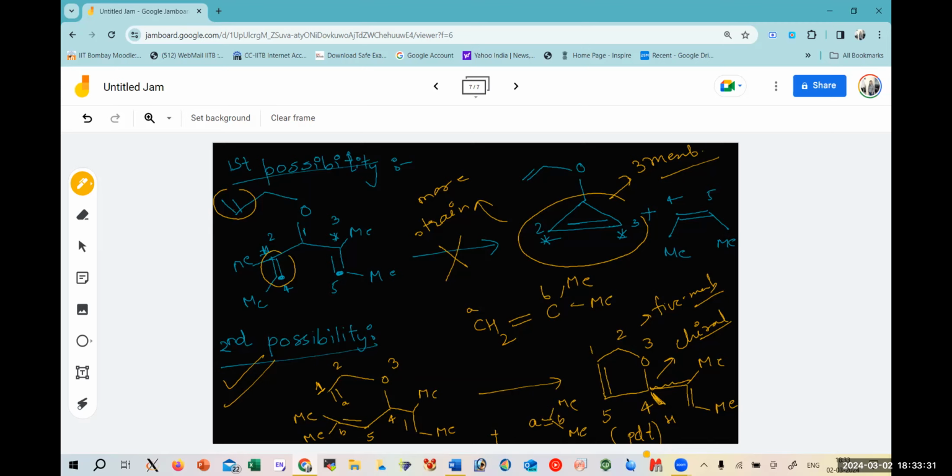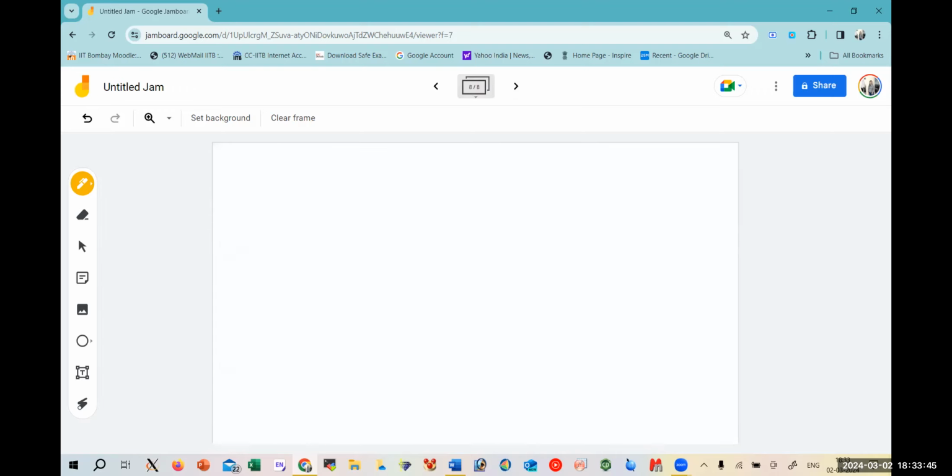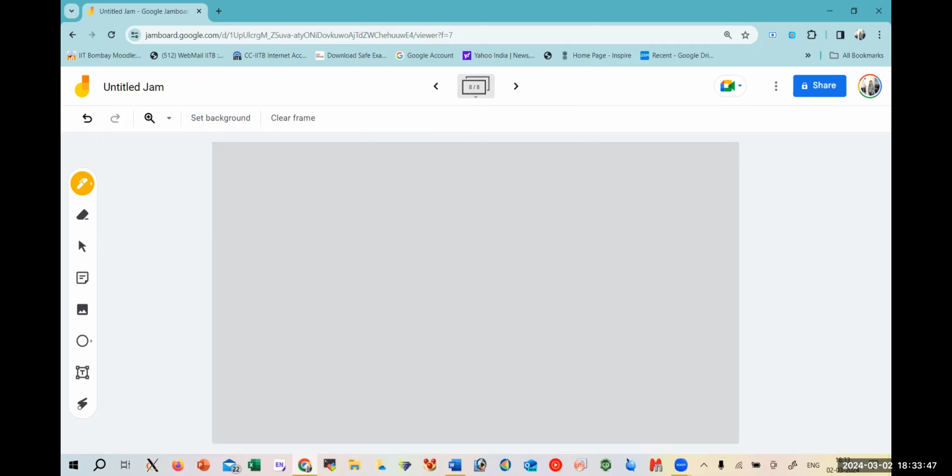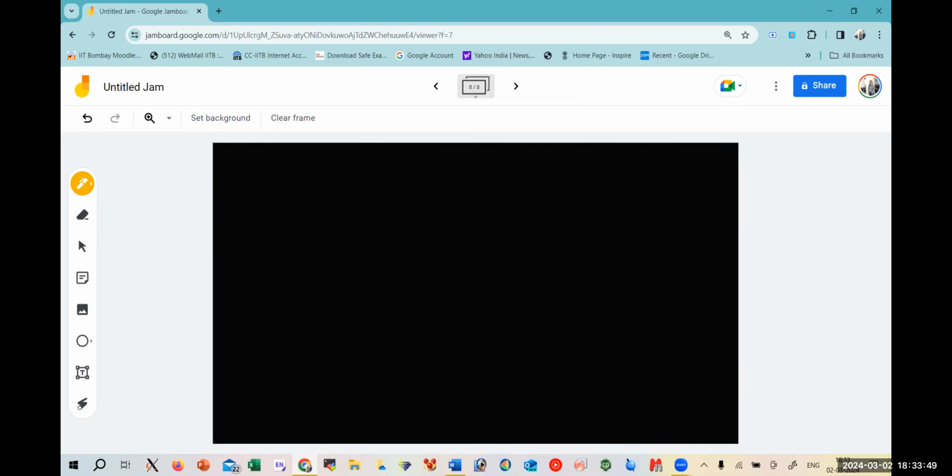I hope this is clear that we have seen the chiral product formation comparative to the other possibility. This is called a regioselective reaction, where you have two regions to form a product, but you will selectively take one particular as a major product or exclusive product. So another example we can take, which would again lead to the asymmetric synthesis.